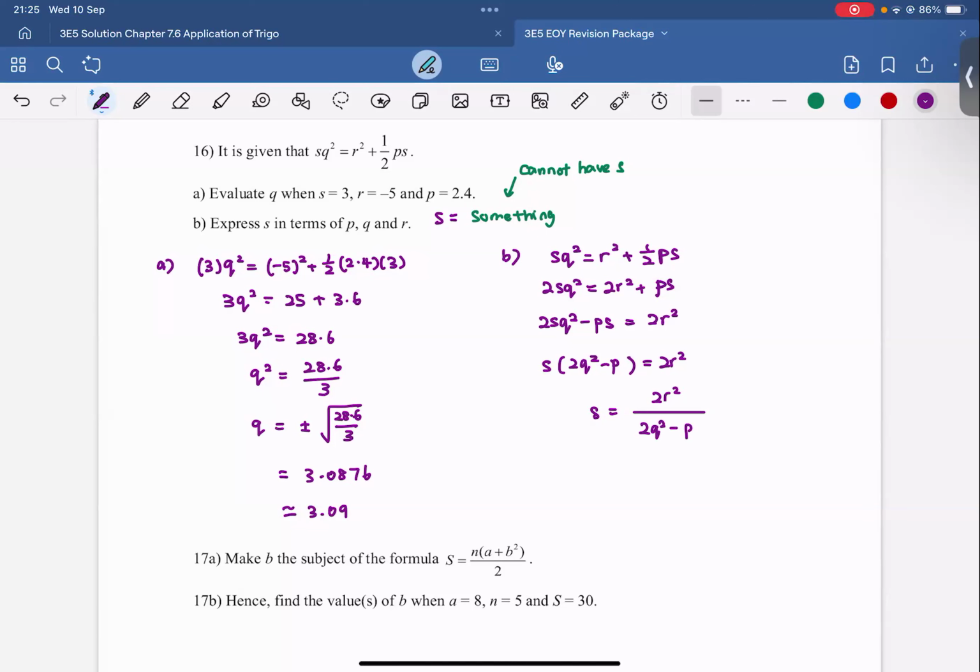Okay? Die lah. 9:25 already and only until 16. Oh, I think this paper got 60 questions here.